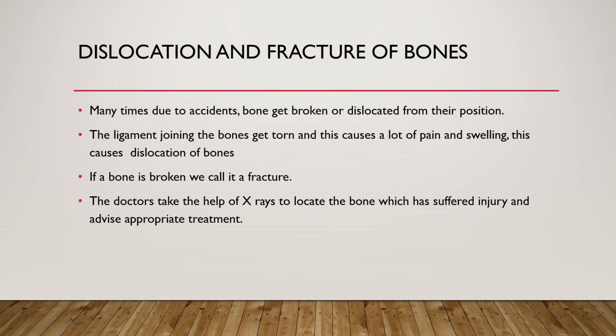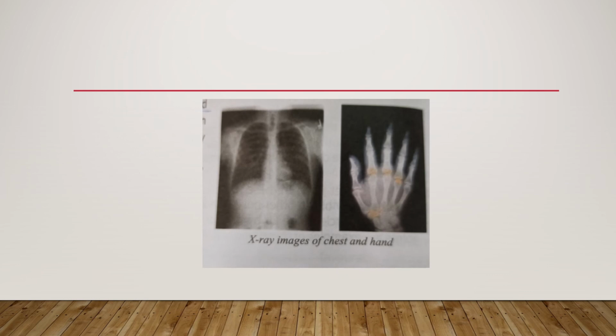Now, the X-ray image of the chest and hand. You can see in the X-ray image only the bones are visible. Why? Because the X-rays pass through the tissues but not the bones. That is, they penetrate through the tissues and provide us a picture of the bones only, and hence the treatment is possible because of this.